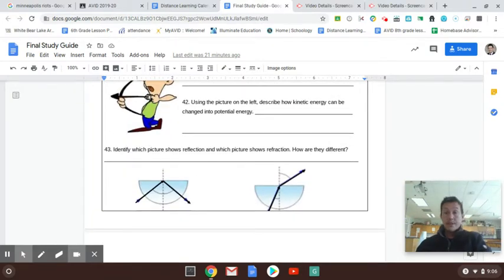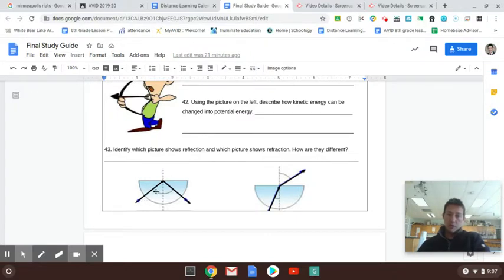43. Hey, this is the last question. Oh my goodness. Identify which picture shows reflection and which picture shows refraction. How are they different? When you look into a mirror, or as I'm looking into the camera right now, your image will bounce back to you. So reflection is incoming, bouncing back, outgoing. It's the bouncing of light, and that would be this one here.